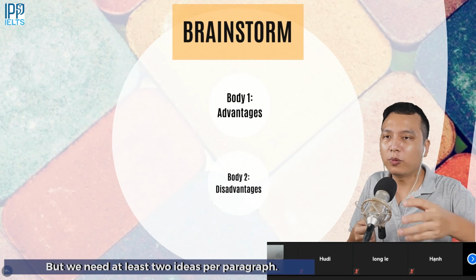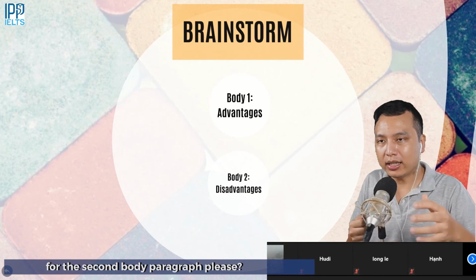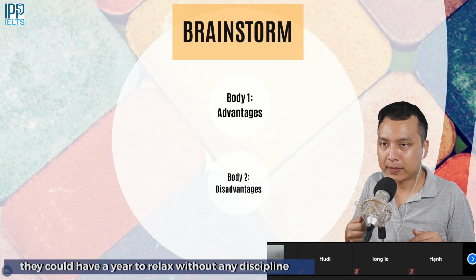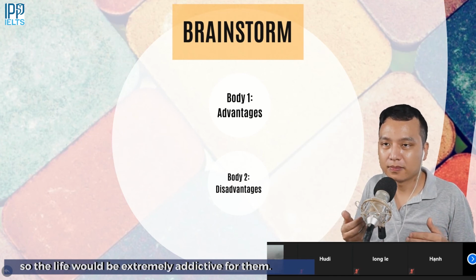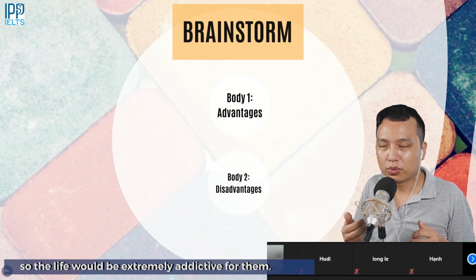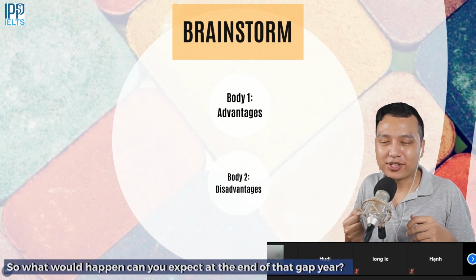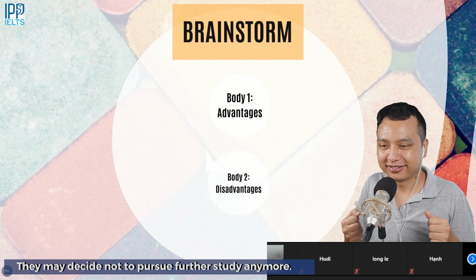But we need at least two ideas per paragraph. So Quang, can you suggest one more idea for the second body paragraph, please? So about traveling, they could have a year to relax, without any discipline. So the life would be extremely addictive for them. Addictive? All right. So what would happen? Can you expect at the end of that gap year? They may decide not to pursue further study anymore.